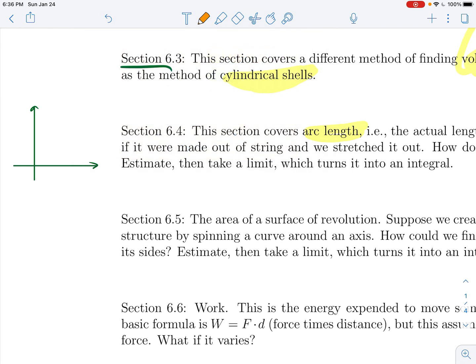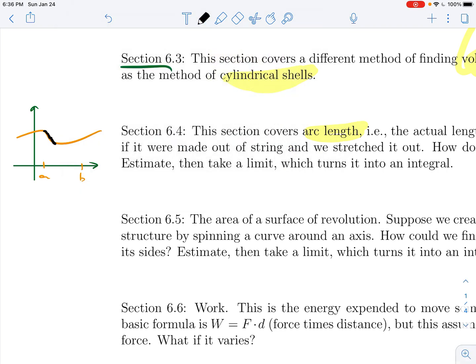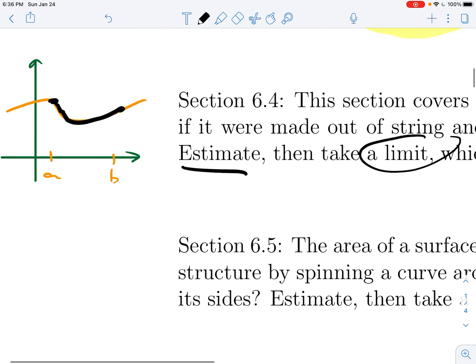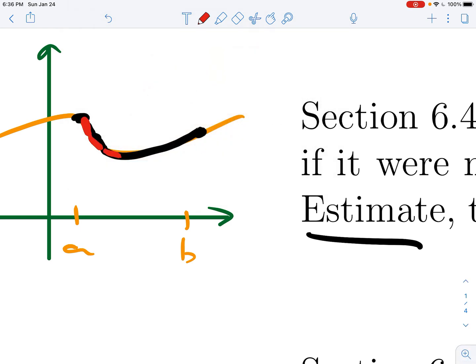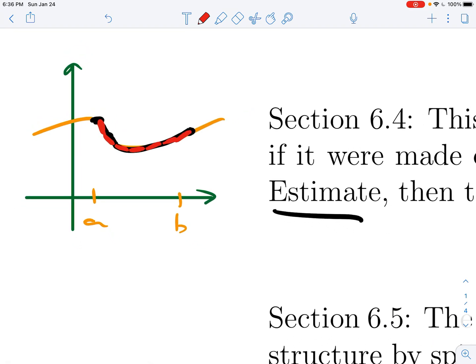So if I have y equals f of x and the graph looks like this, and I want to know what's the actual length of the curve from A to B, if I were actually a little bug moving along that graph, what is the distance traveled? And the way we would find this, which should sound familiar, we estimate it and then take a limit, which turns into an integral. Right? Sort of the trick here is you estimate this curve by drawing a bunch of line segments and figuring out a formula for the total distance of those line segments. Then you run a limit and it turns into an integral.